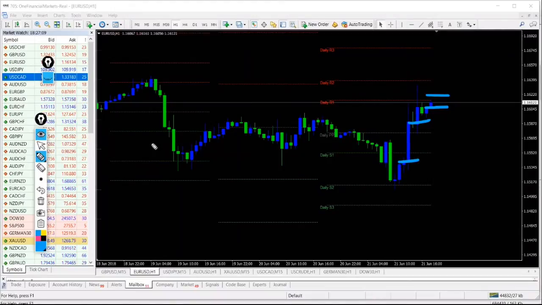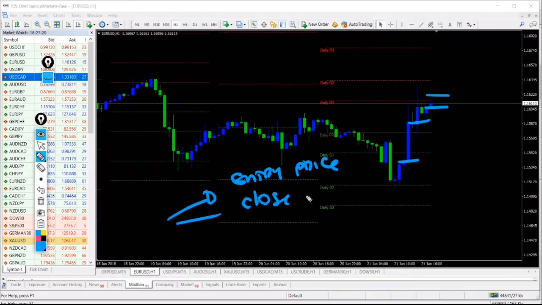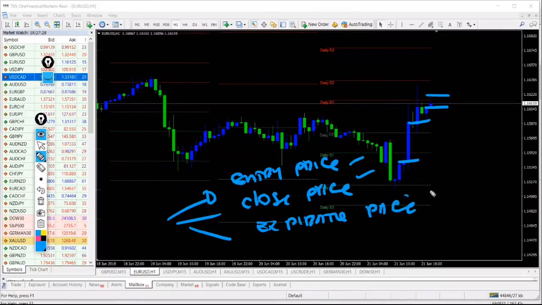No. What you need is to understand your first entry price, and then you need your close price, and then you need your expiration price. Okay, that's all you need. The entry price, the close price, and the expiration price. This is a strategy. This is when you set up a strategy. Entry point, the close target, and the expiration of the transaction.